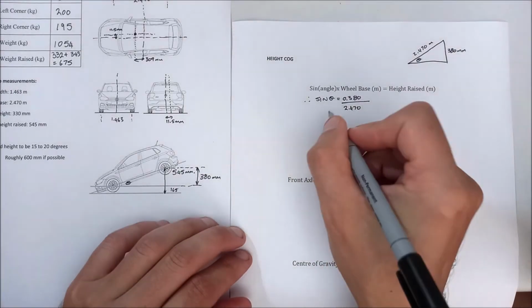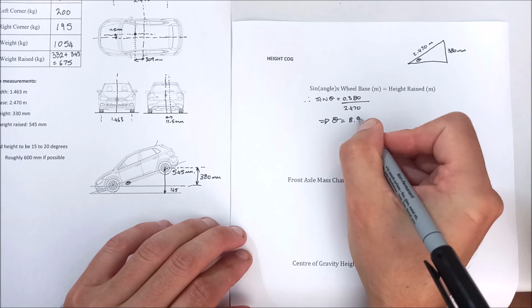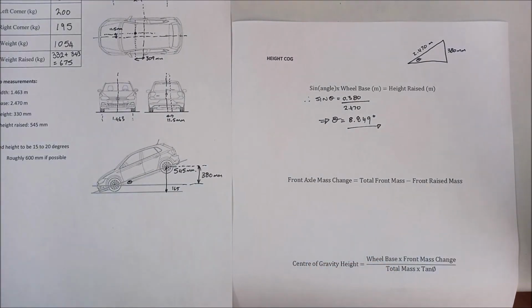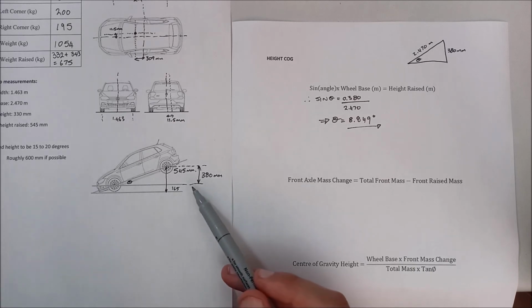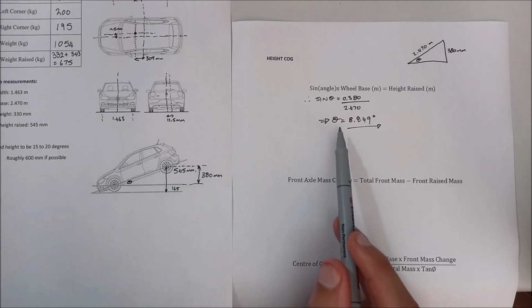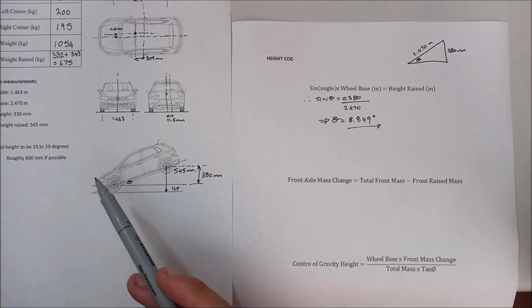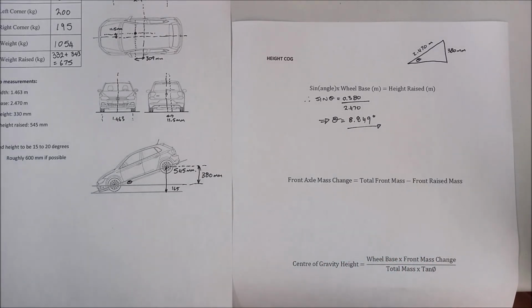Okay, so when we do that calculation, we calculate the value of theta. It implies that theta is equal to 8.849 degrees. As you can see, we jacked it 545 millimeters high, and to jack up a vehicle this high is quite a substantial amount with the jacks available, especially that you have, and that amount is only an angle of 8.849 degrees. Like I said, we wanted to get 15 to 20 degrees, but that wasn't possible. So at least this was the angle we were able to jack it up. It's not going to give us exactly the right answer, but it's good enough for us to obtain.